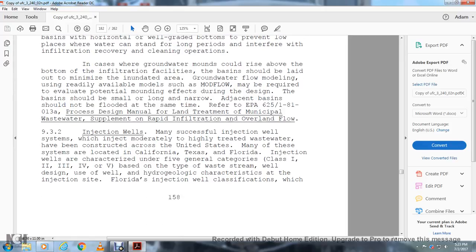932 Injection well. Many of the successful injection well systems inject and moderate highly treated wastewater and have been constructed across the United States. Many of these systems are located in California, Texas, and Florida. Injection wells are characterized under 5 general categories: Class 1, Class 2, Class 3, Class 4, and Class 5.